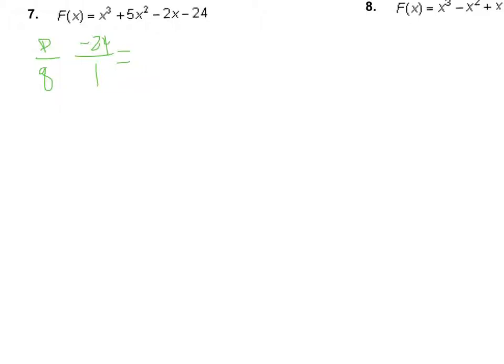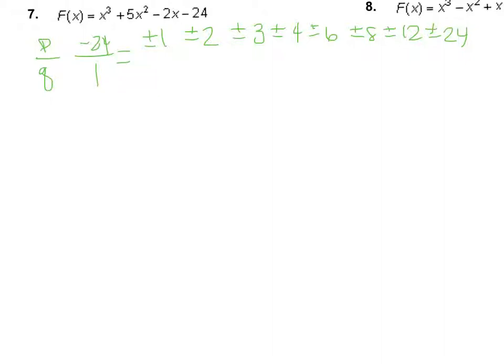My factors of negative 24 are positive and negative 1, positive and negative 2, positive and negative 3, positive and negative 4, positive and negative 6, positive and negative 8, positive and negative 12, and positive and negative 24. So this time I have a lot of options to choose from. So it doesn't really matter where you start, just pick one and see what happens.